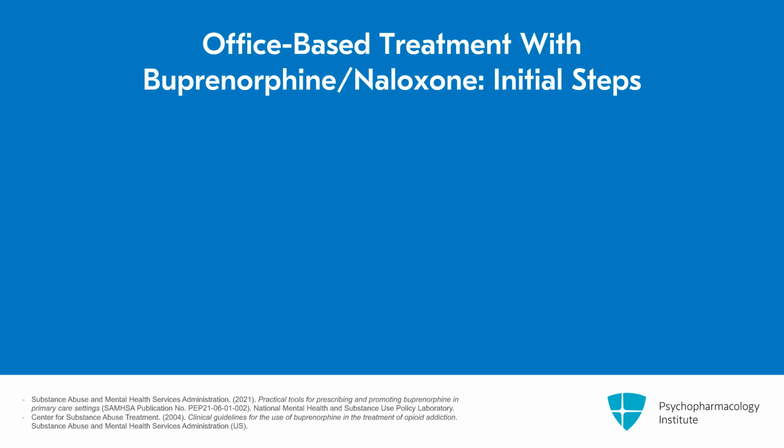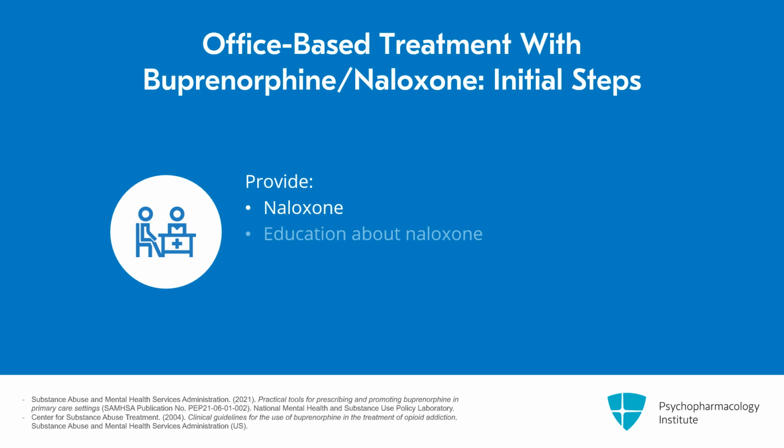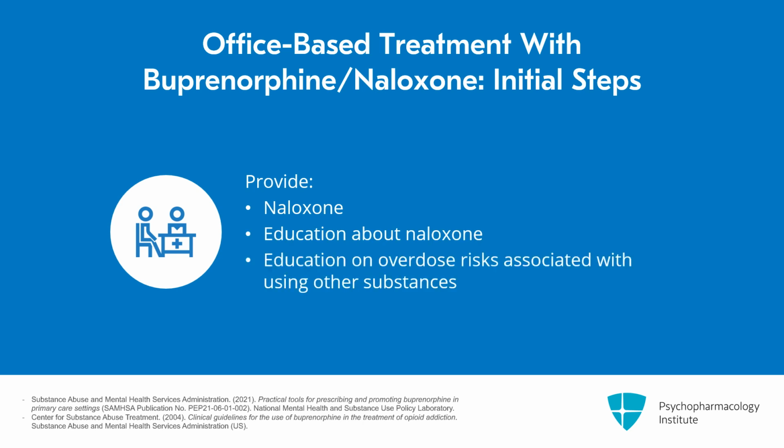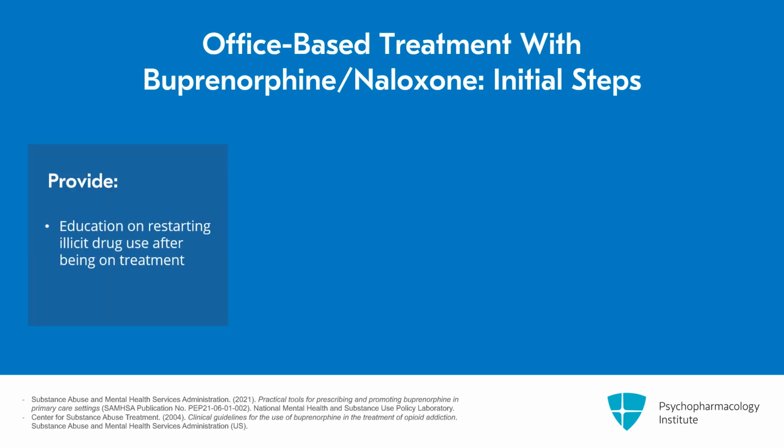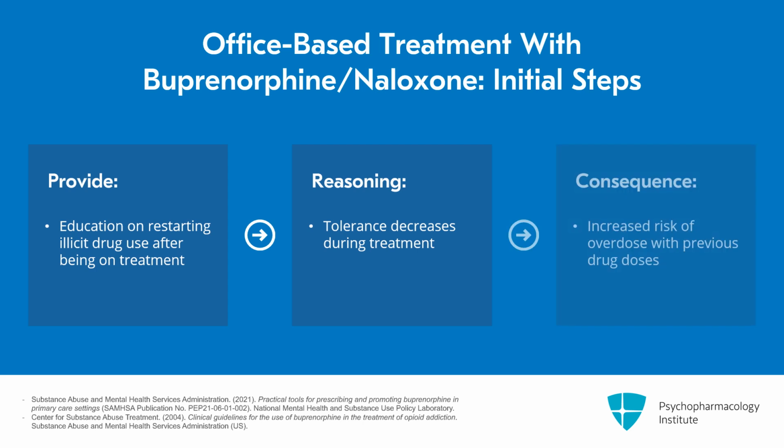It is important to provide naloxone and education around naloxone. We would also want to provide education on overdose risks associated with using other substances, and also provide education on restarting illicit use after being on treatment. Tolerance reduces, and so the same dose of a drug that somebody was using prior to treatment may be too much, and that's why there's increased risk of overdose.